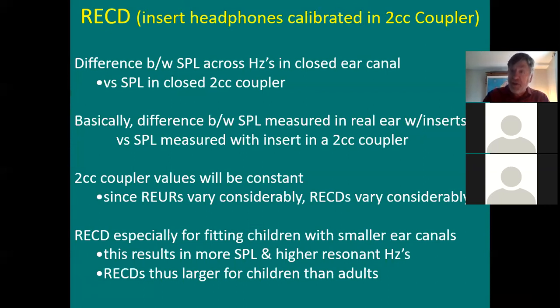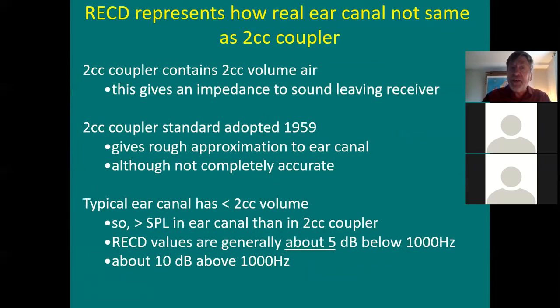But always remember, the 2cc coupler is used to calibrate insert headphones. It's also used to measure what hearing aids are doing. But 2cc couplers underestimate, not overestimate, what a hearing aid is going to do in a real ear, because when a hearing aid is closed in a real ear, that space is smaller than 2cc's. The way people measure RECDs, check it out.